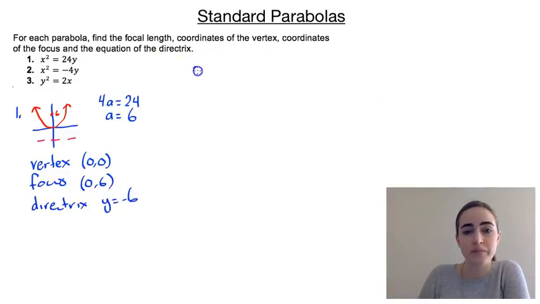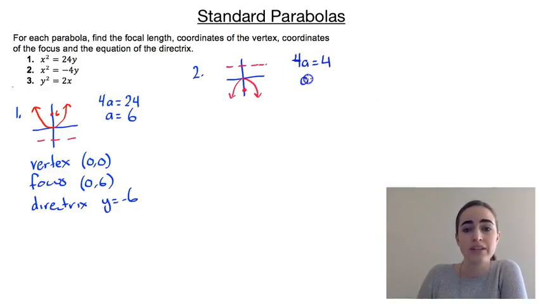Let's have a look at our second one. So again, we'll draw a really quick, rough sketch. So we've got x squared equals minus 4y. So that means that this one's going to be a concave down parabola. So our focus will be down here somewhere, and our directrix will be going along here. So that coefficient of y is going to help us find our focal length. So we know that 4a is equal to 4, which means that a is equal to 1. So our focal length there is 1.